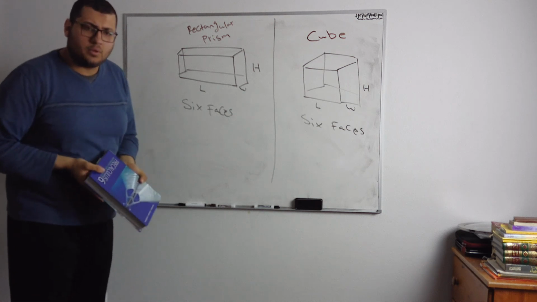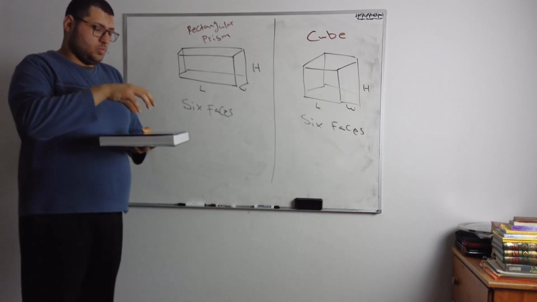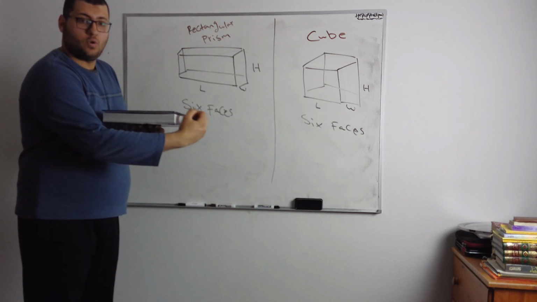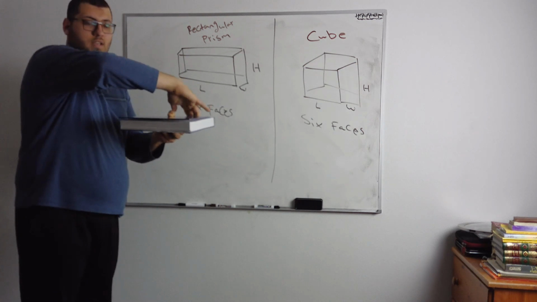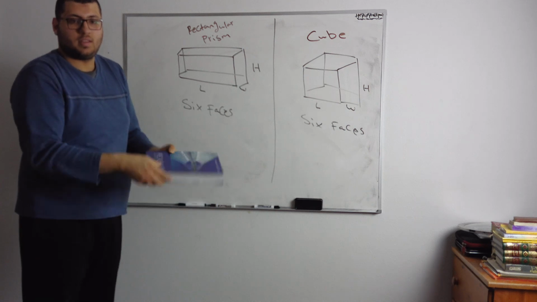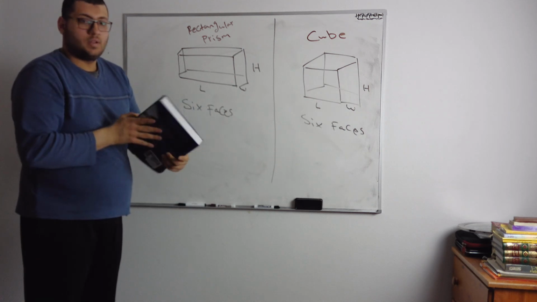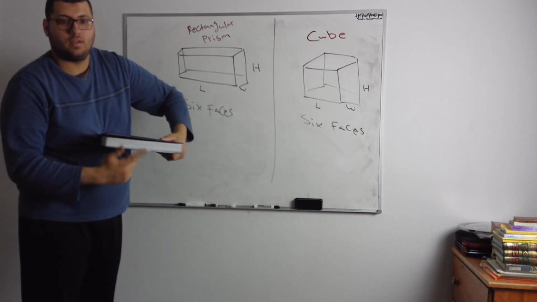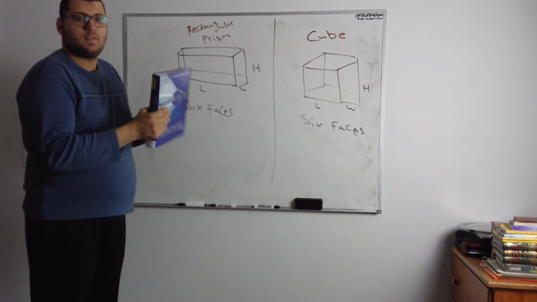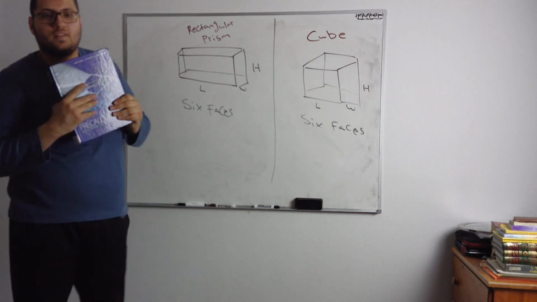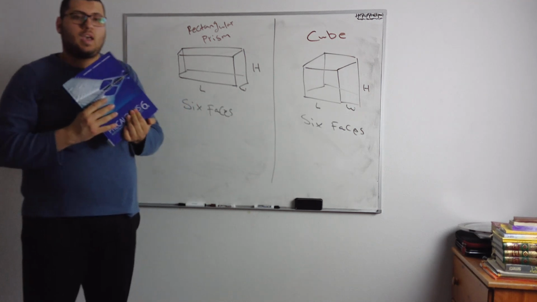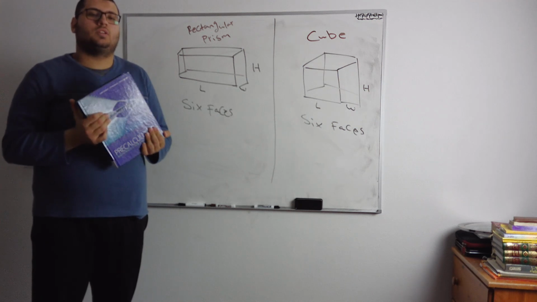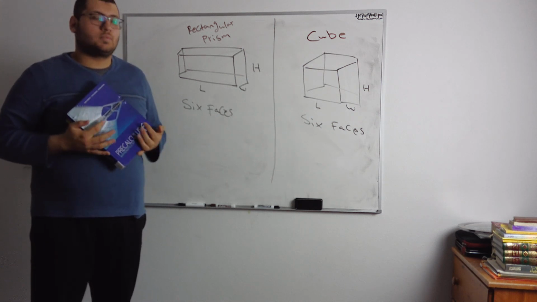How did I determine the faces? 1, 2, 3, 4, 5, 6. Here's one face on the top. The second face on the bottom, the third face here, the fourth face right here, the fifth, and the sixth. 6 faces. Go get a book right now and count how many faces your textbook has.